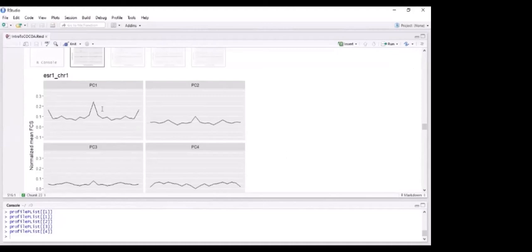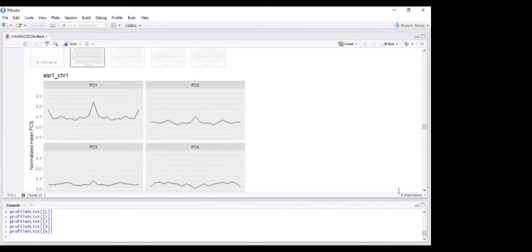Here you can see the estrogen receptor has a peak in the center around the binding site. That just means that the DNA methylation, specifically around the binding site, is correlated with principal component 1 score. Whereas you can look at principal component 4, and we don't see a peak. So that means that DNA methylation is not correlated with principal component 4 scores.